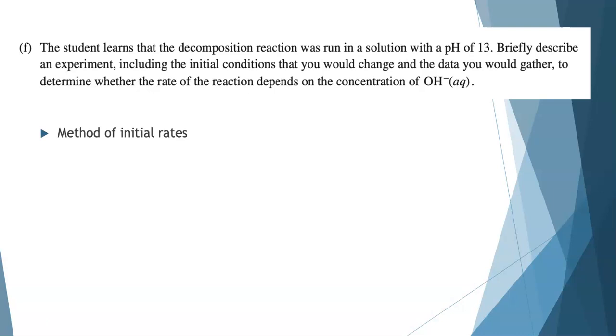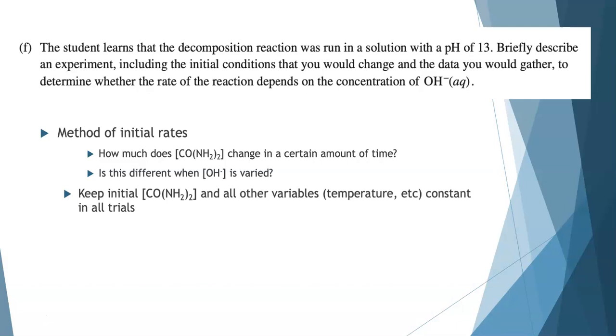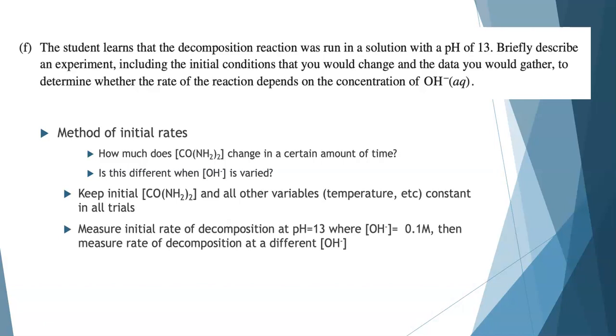Okay, so really what they want you to do here is describe the method of initial rates. So you're asking, how much does the concentration of urea change in a certain amount of time, right? That's the measurement that you're going to make. And does this change if I vary the concentration of hydroxide, which I can alter by changing the pH of the solution? So what I want to do is run at least 2 trials where I keep the initial concentration of urea constant and all my other variables like temperature constant, and measure the rate of decomposition of urea.